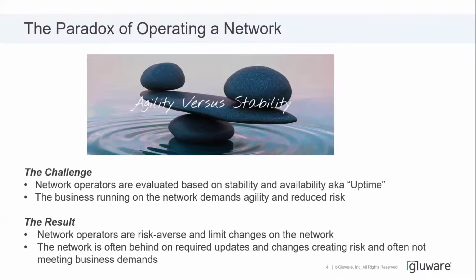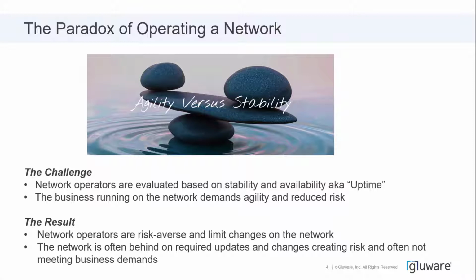So jumping into the challenge here, and this is something I think all network folks who work on networks in any capacity will acknowledge, is the paradox in networking. Networks are often, and even your compensation, you're often evaluated based on stability or the word uptime. It's keep the network up and running all the time. We don't want downtime. But the business running on the network is demanding agility. They're saying, please keep making changes, make these incremental changes to add users, add services, change QoS so my application performs better. And oh yeah, reduce the risk.